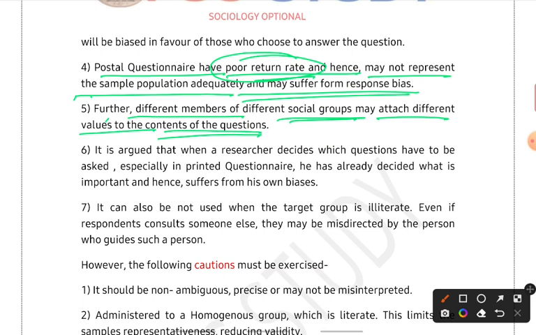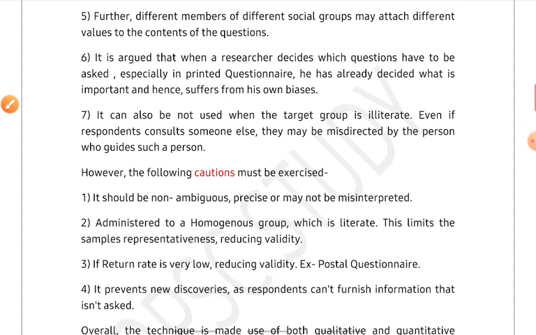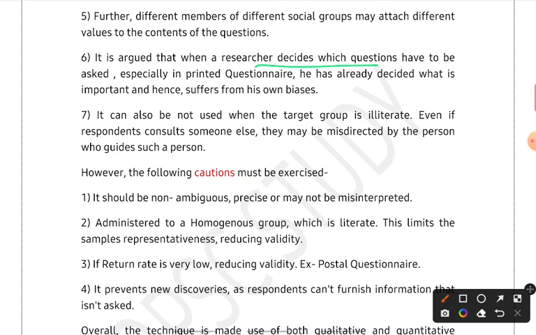So different, based on the values, the answers will also be different, right? Then it is argued that when a researcher decides which questions have to be asked, especially in a printed questionnaire, he has already decided what is important, and hence he suffers from his own biases. Obviously, the researcher can also be biased. He picks the questions based on his bias.